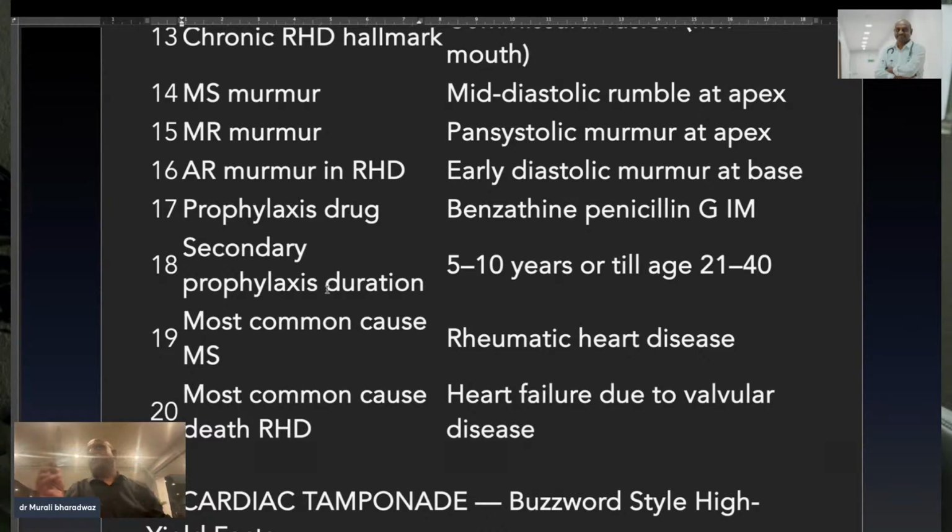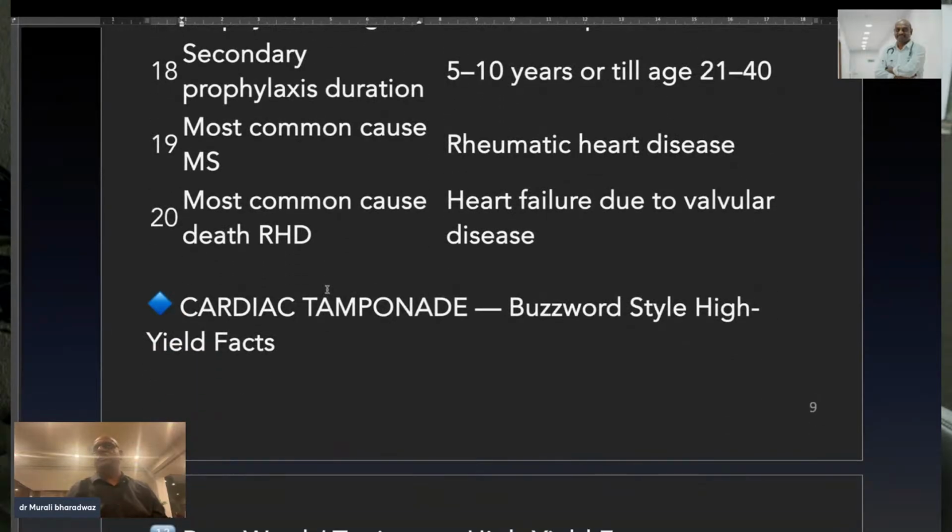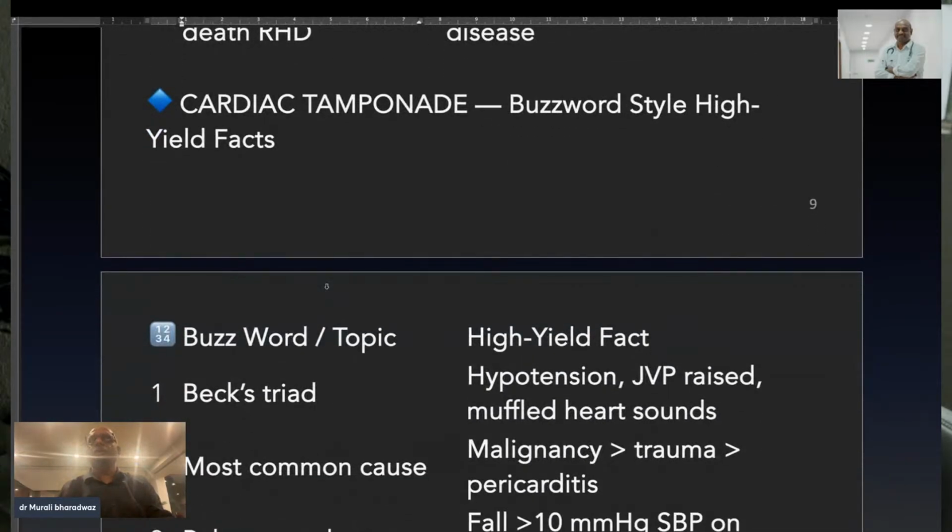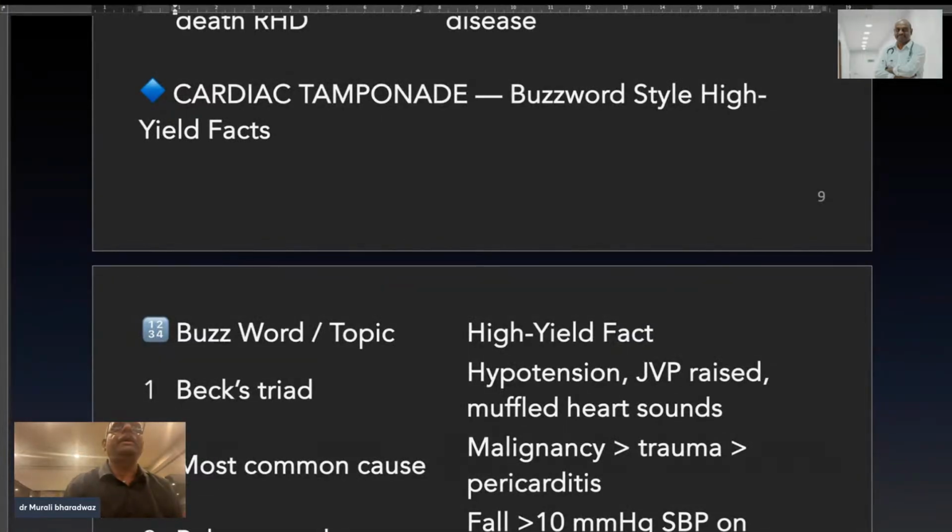Anyway, 5 to 10 years or till age 21 to 40, remember. Most common cause of MS is rheumatic heart disease. Most common cause of death in rheumatic heart disease is heart failure, is what we need to remember.